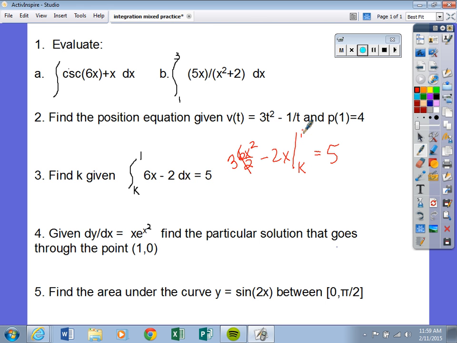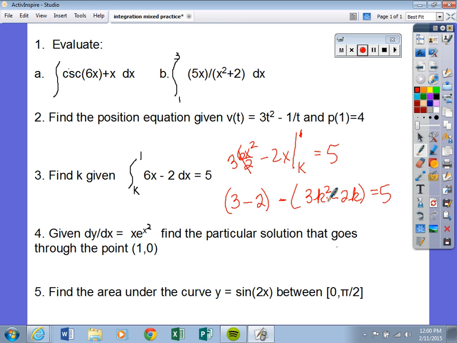And then definite integrals mean the fundamental theorem of calculus. So let me plug in a 1, and I'm going to get 3 times 1 squared minus 2 times 1. Okay, so that's plugging in the 1. Minus, now I plug in the k. So it's 3 times k squared minus 2k. And all of that is equal to 5. 3 minus 2 is 1.